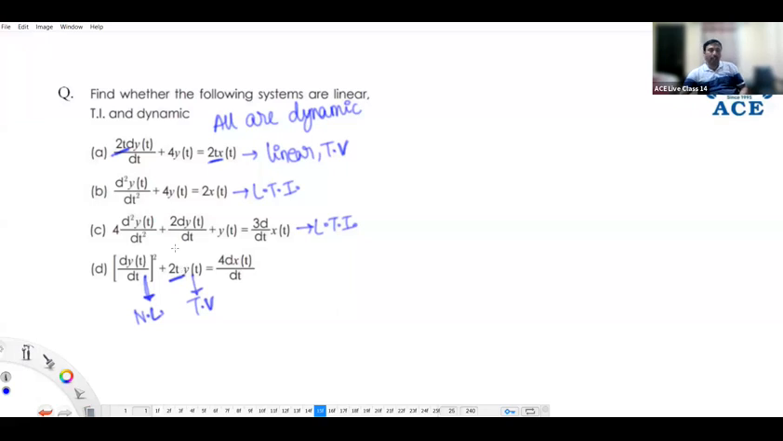First expression: linear, time variant. Second and third: LTI. Last one: non-linear, time variant. Just be thorough with system properties, then only you can answer this question. You must be thorough with system definitions.